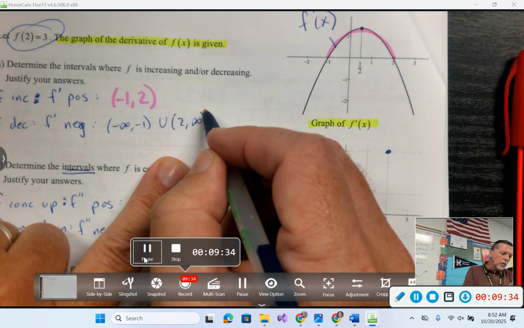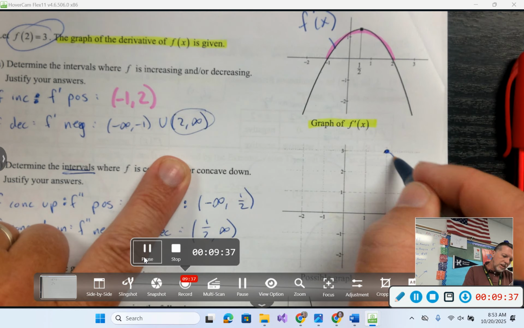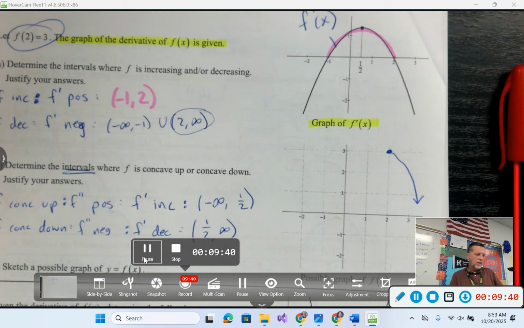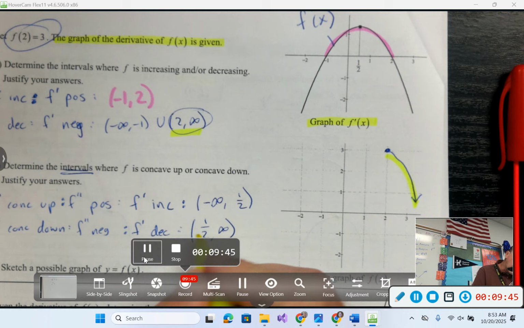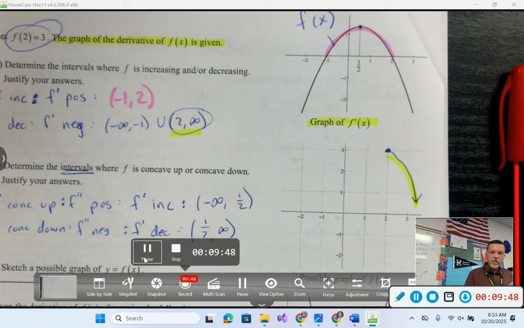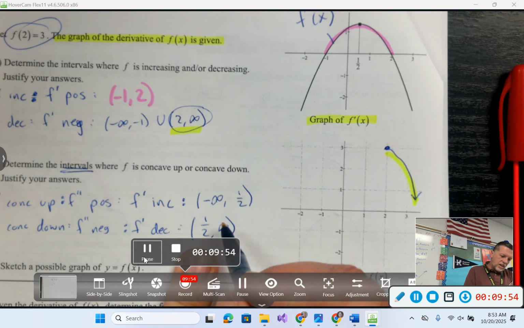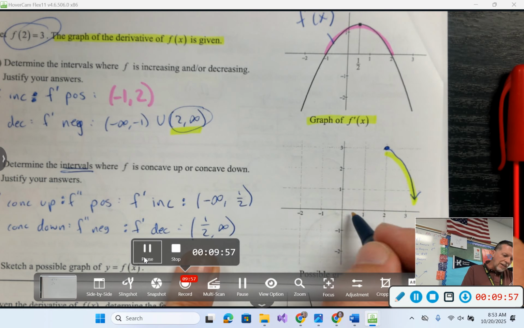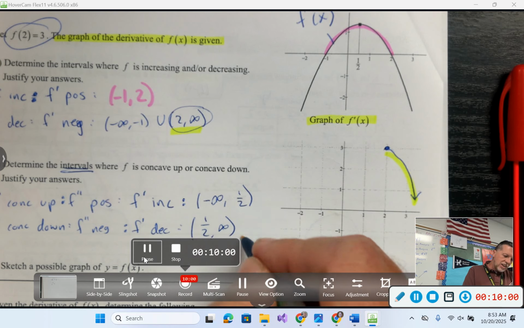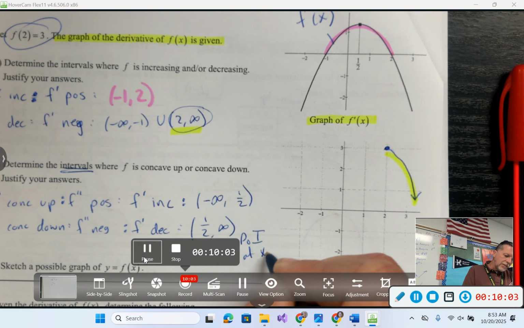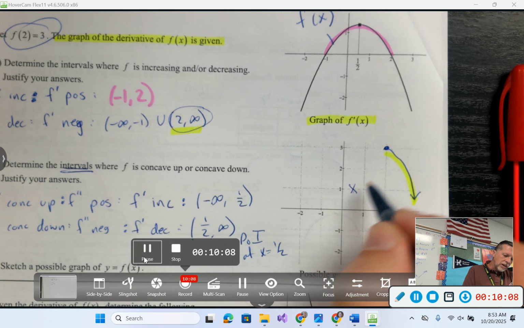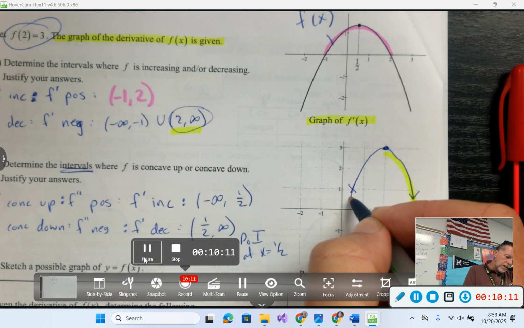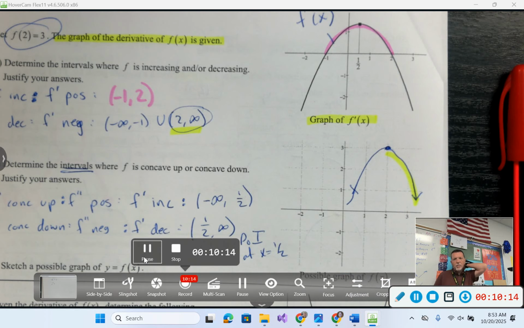Although I have a point. We're decreasing from 2 over, so I know I can do that part. And I know I'm concave down there, so I'm good there. What do we call this point at 1/2 when it changes concavity? There's a POI at x equals 1/2. I guess the trouble is we don't really know where that is, so somewhere in here we change from concave down to concave up.